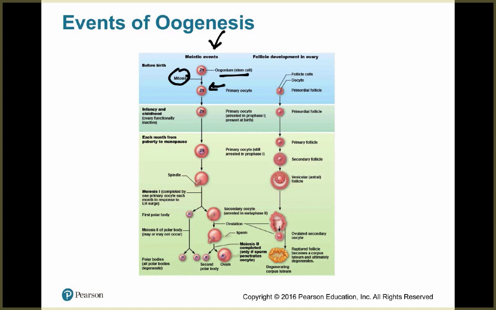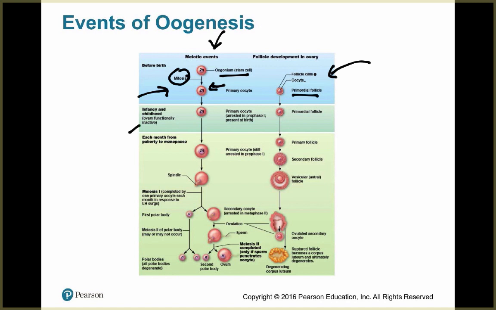Now, at this point, the primary oocyte that you can see, and this is lining it up so that you can see what's happening inside the cell versus what the follicle development is in the ovary. So at this point, at the primary oocyte, you can see the oocyte and the follicle cells being around there, and that's the primordial follicle that's holding the primary oocyte.